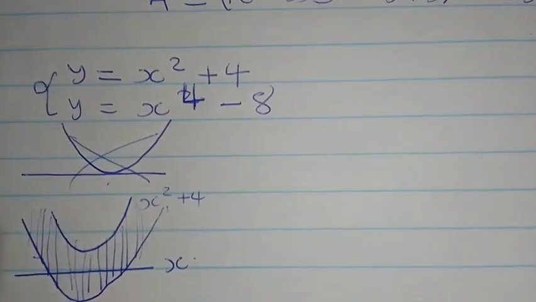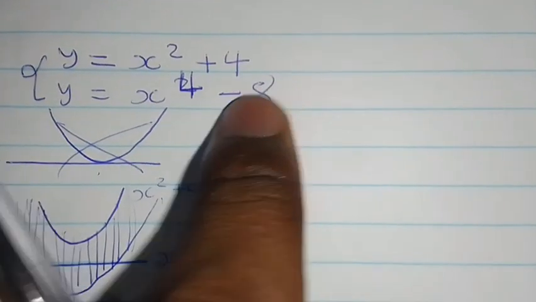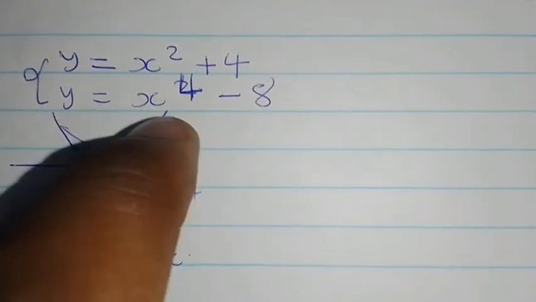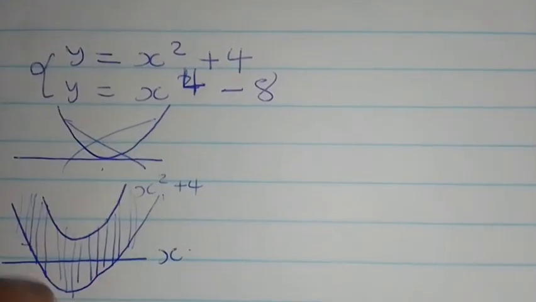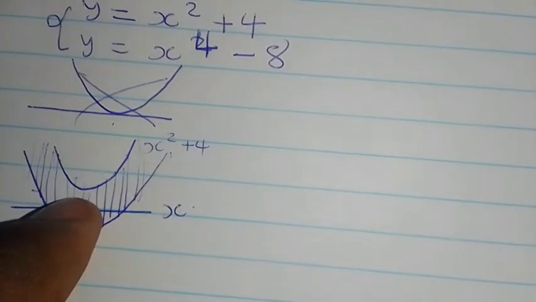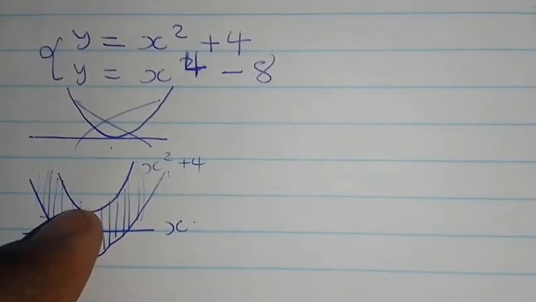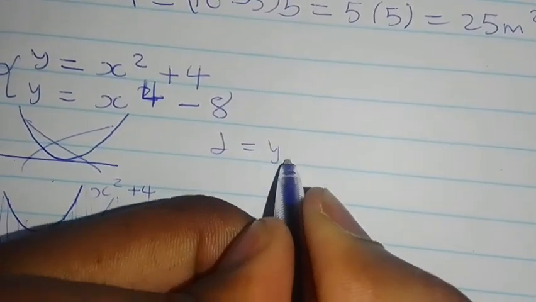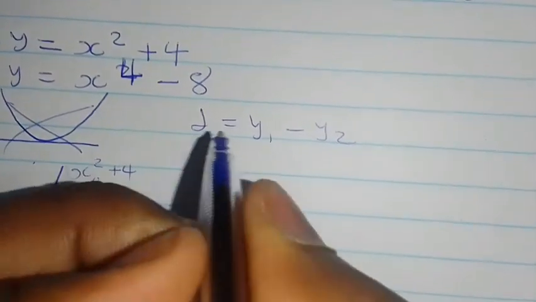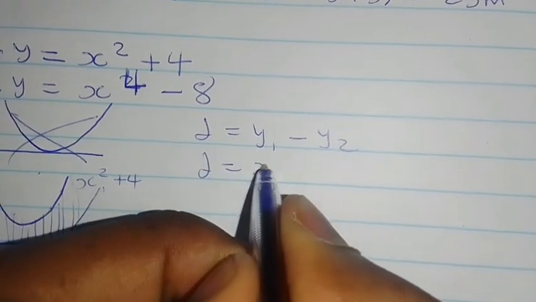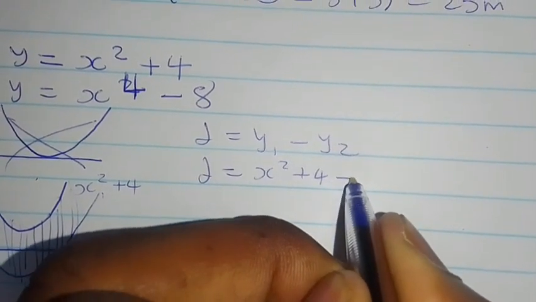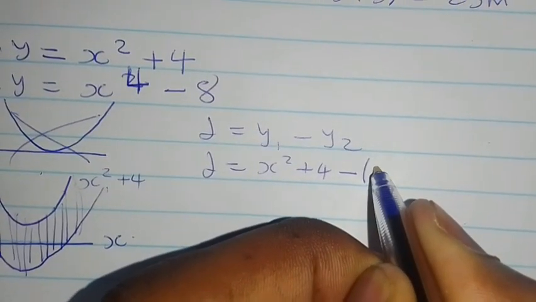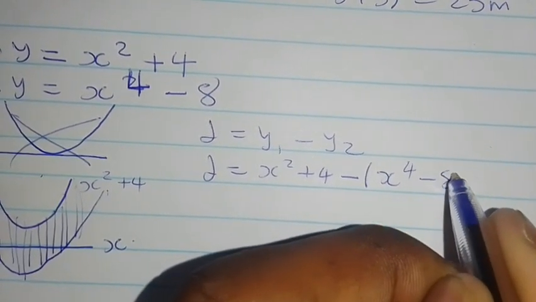Now, you can see that the graph x squared plus 4 will be higher than the graph of x to the fourth minus 8 graphically, even though it's not to scale, but we can see what's happening here. So that makes the vertical distance y1 minus y2. You basically take the upper graph, x squared plus 4, then you subtract the lower graph, x to the fourth minus 8.